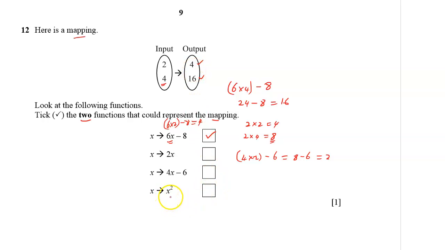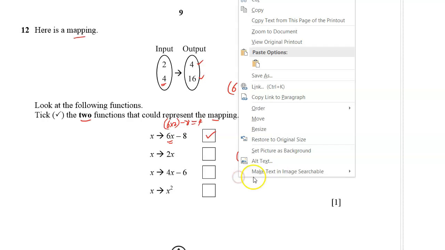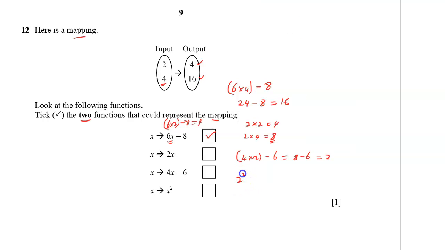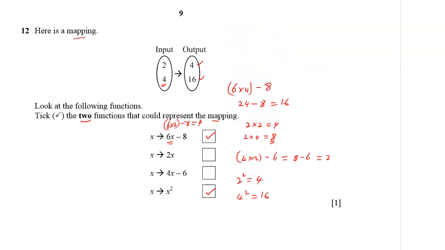What about x squared? So if x is 2, do we get 4? x squared is 2 squared. This gives us 4. That is correct. What about if x is 4? Do we get 16? 4 squared is 16. Therefore, this is correct as well. So the first and the last functions are correct.